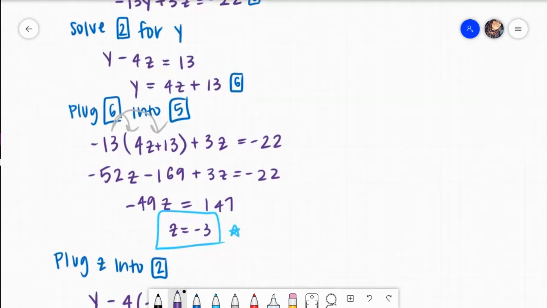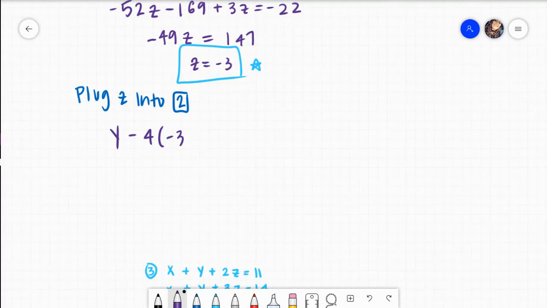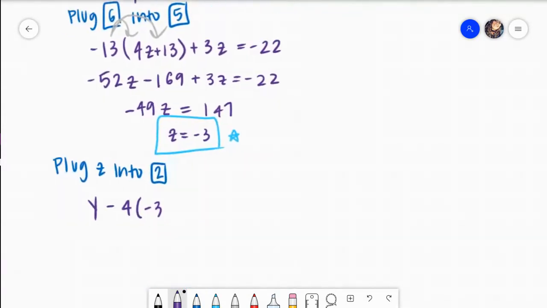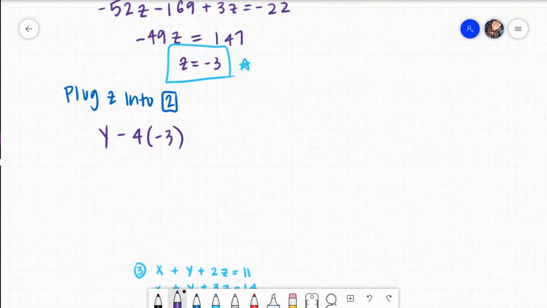Why did I do that? I said y. Y minus 4z equals 13. Y minus 4z, yeah, equals 13. It was that last part I messed up on.